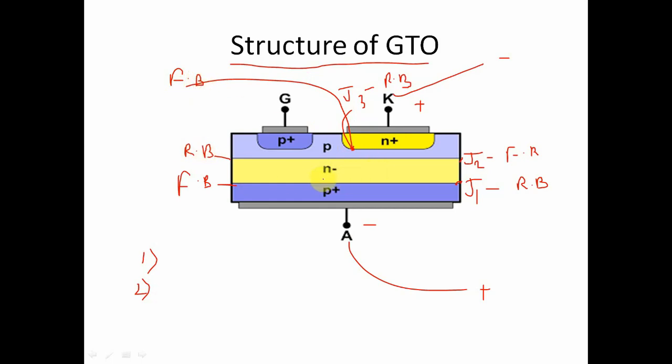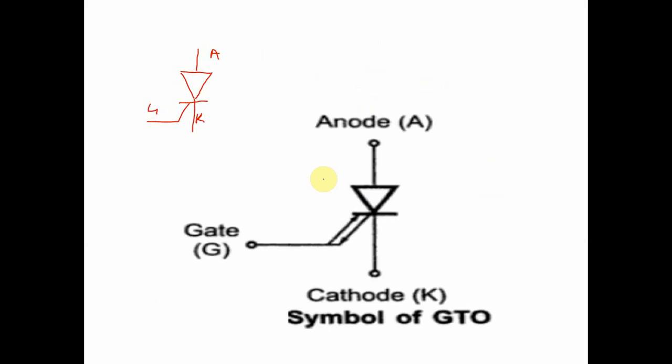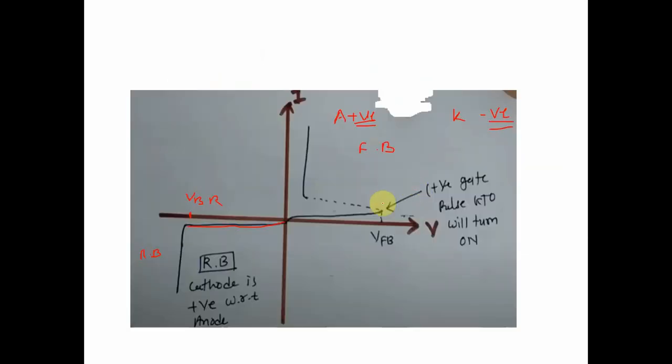Due to this reverse bias, there is a very small amount of current flowing through the circuit. When this current reaches the forward voltage, then the SCR will be turned on at this point.